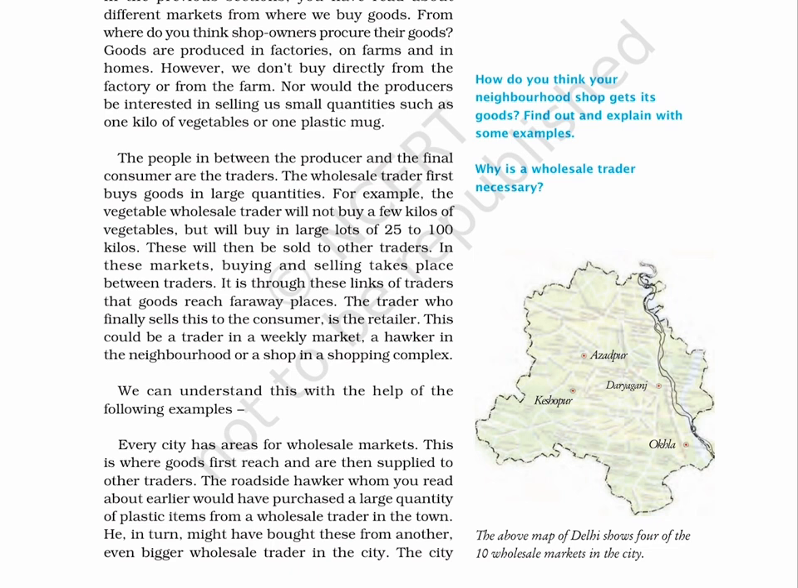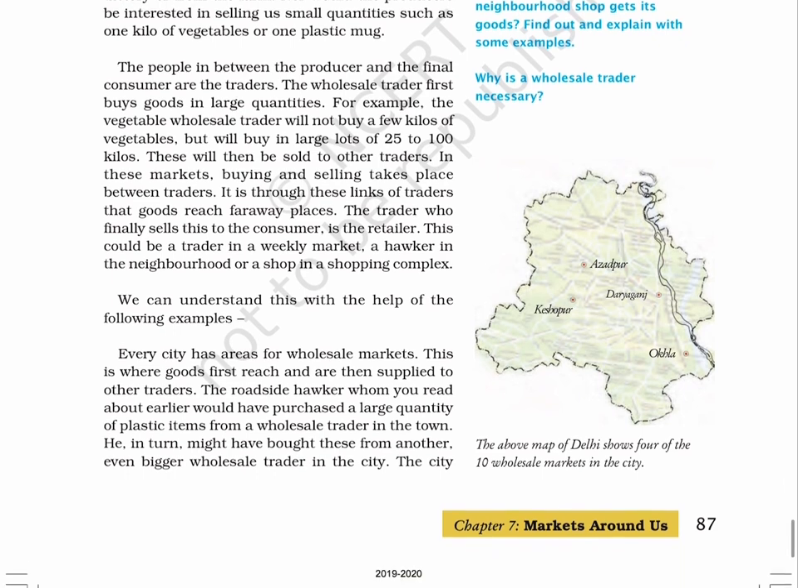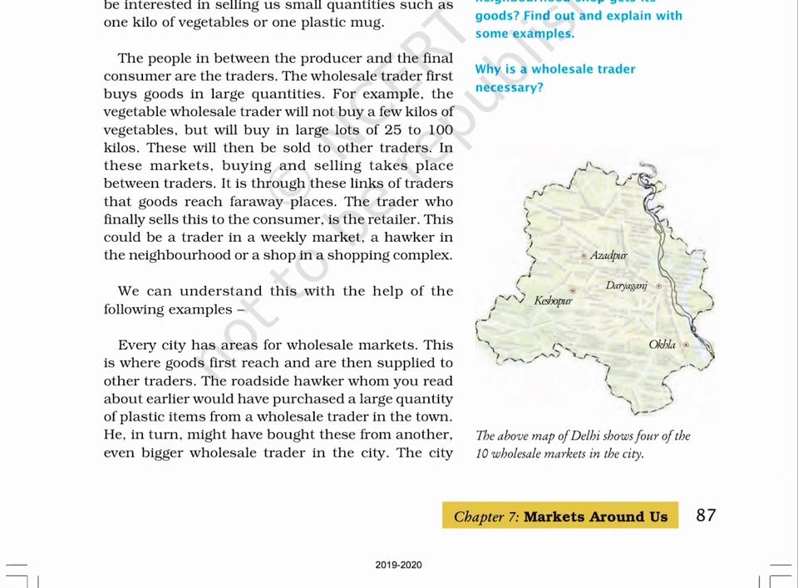Here on page number 87, a map of Delhi showing 4 of the 10 wholesale markets in the city is given. The 4 wholesale markets given inside the map are Azadpur, Keshopur, Daryaganj and Okhla. We can understand this with the help of the given example. Every city has areas for wholesale markets. This is where goods first reach and are then supplied to other traders.